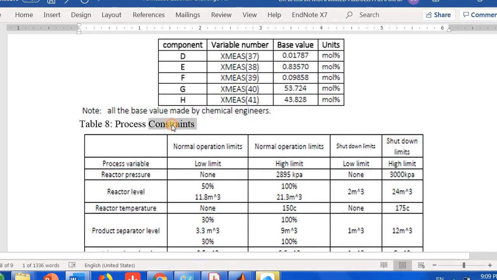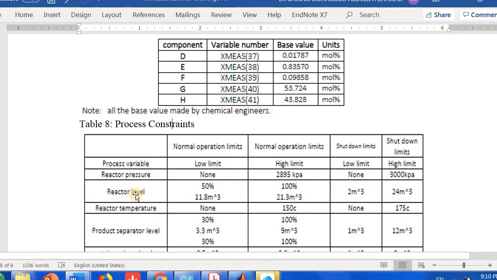What about the process constraints? This is where you have shutdown limits. For example, reactor pressure: it's fine to go to low pressure, but if you go high, the maximum you can go is 2895, and if you reach 3000, the system is going to shut down. The Simulink simulation is going to shut down. I don't mean shut down to close. It will show you a straight horizontal line showing that it shut down the system, or the process, or the plant.